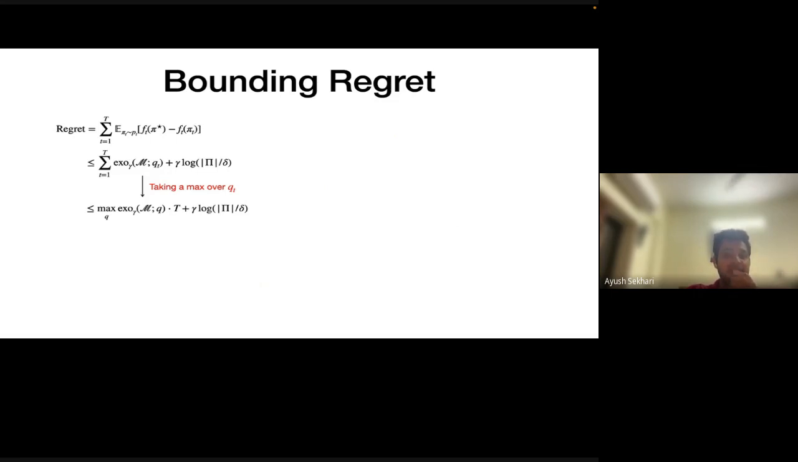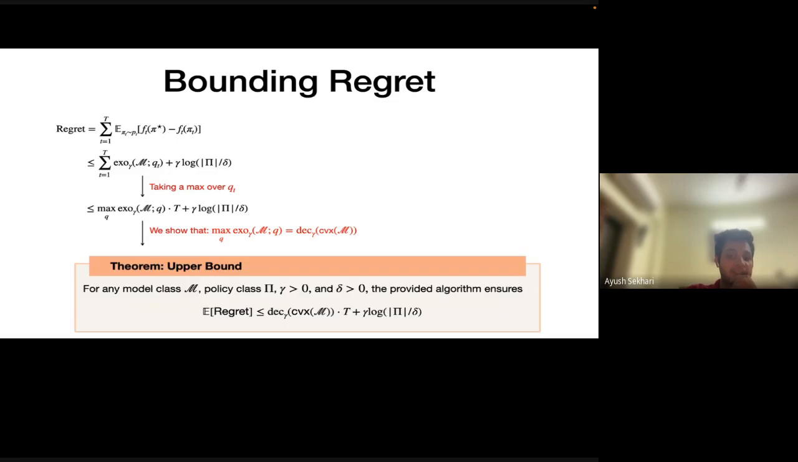And the key technical lemma in the proof is to show that this max exploration by optimization of script M is exactly the DEC of convex hull of M. So once you plug that in, you get the desired upper bound that the expected regret, or this actually holds with high probability, is upper bounded by DEC of convex hull of M times T, plus gamma log pi by delta.